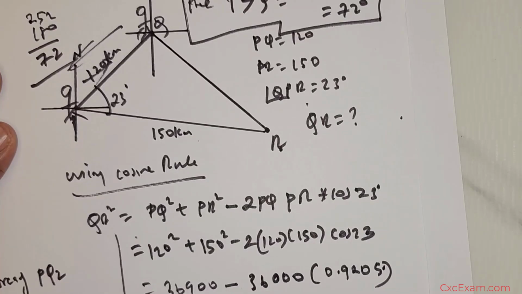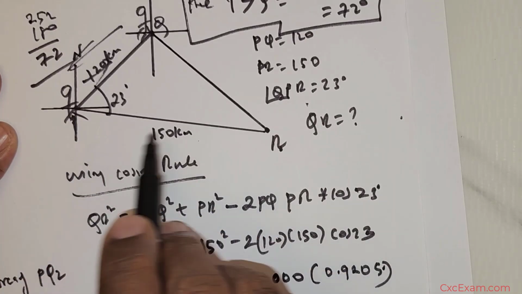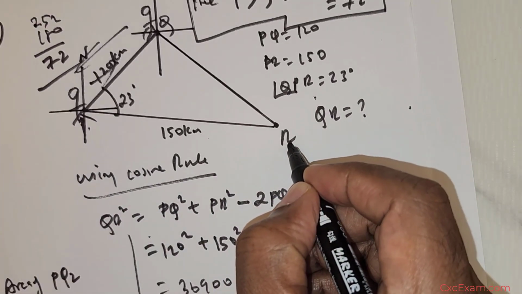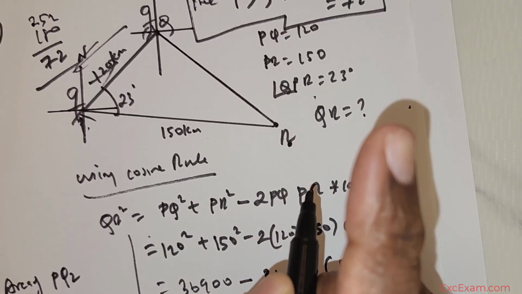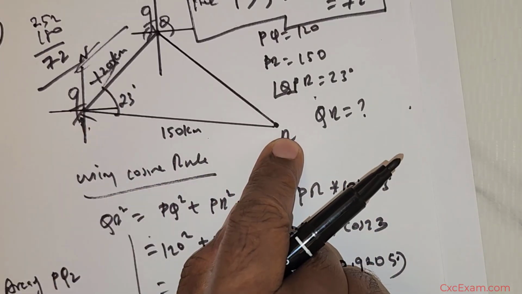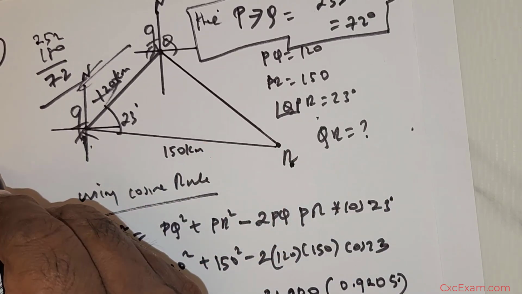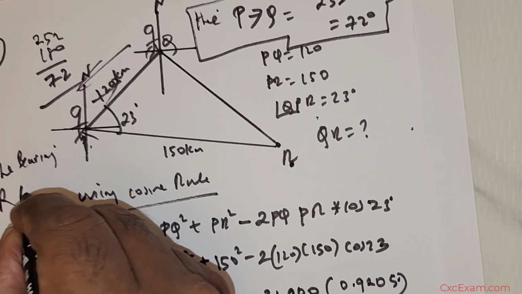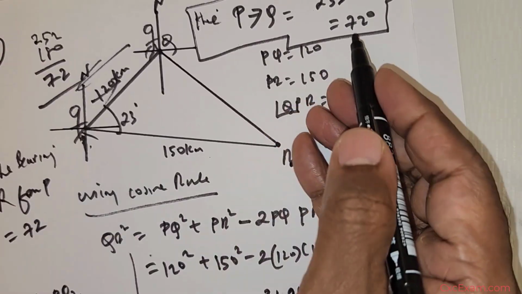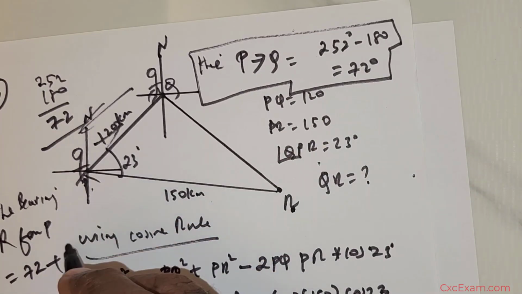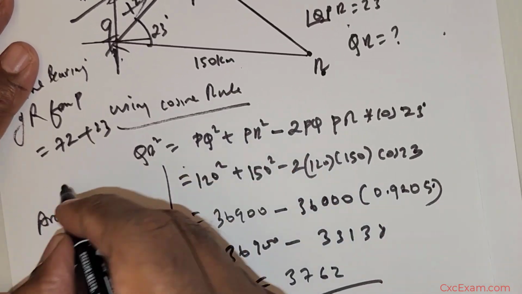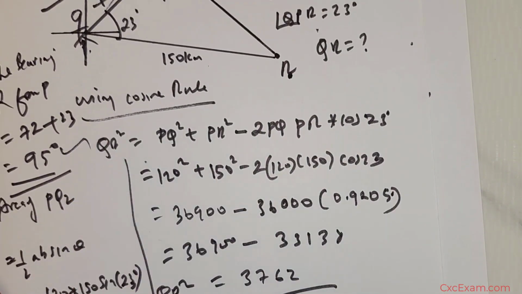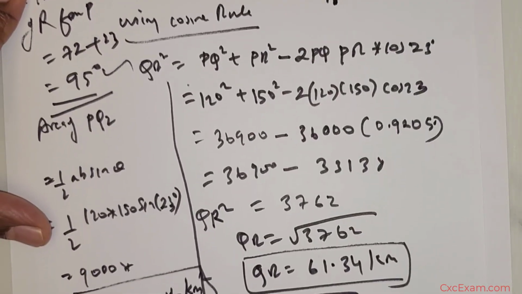Now we are asked to find out the bearing of R from P. So that is required. Now where is R? R is at the right side. Right side means always you add. Right hand side means always you add. So therefore the bearing of R from P is, what do we get? 72. What is the angle? 23. When you add, what do you get? 95 degrees. So that's the solution. So this is one part. This is the next part. Okay, so we move on.